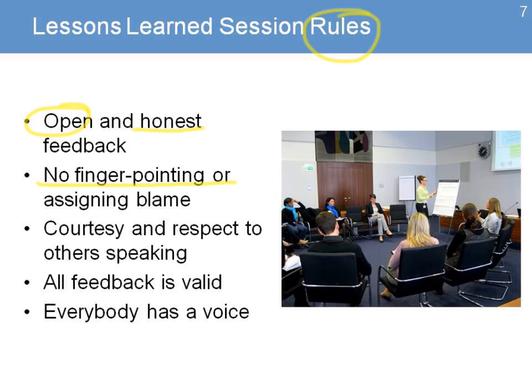No finger pointing or assigning blame. This is not an opportunity or a time to find out who did wrong and who was to blame. We need to find out what went wrong and what we can do to fix it in the future. So it's not about whether somebody did it or didn't do it. This is an opportunity to look at what happened and how we can improve it.